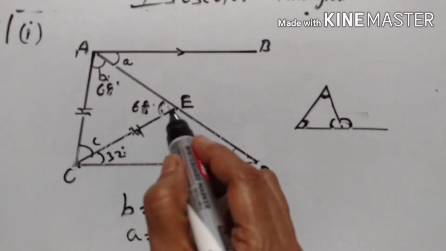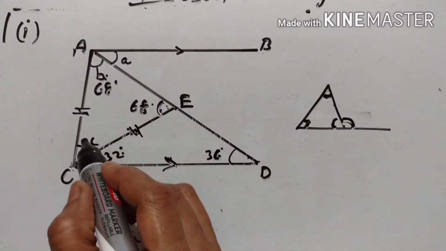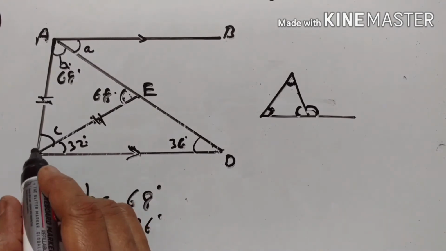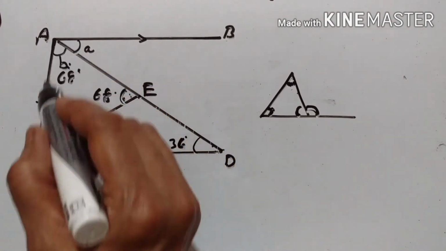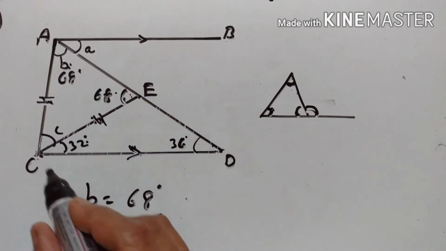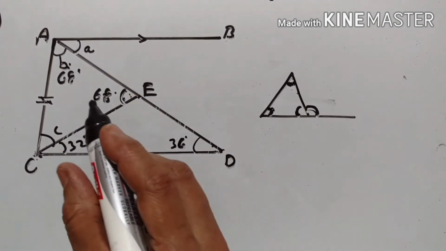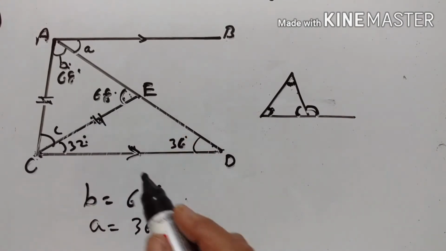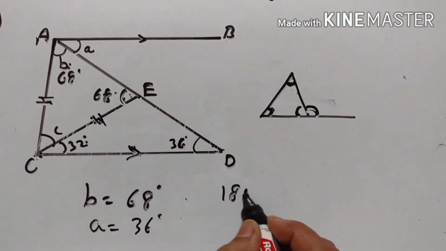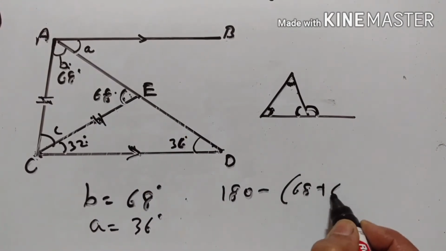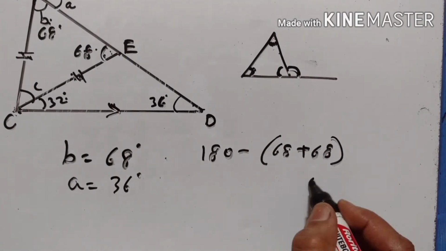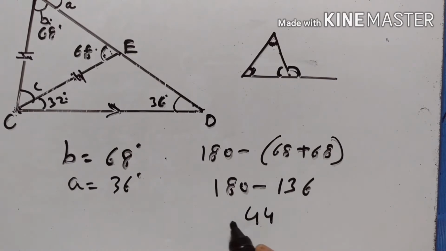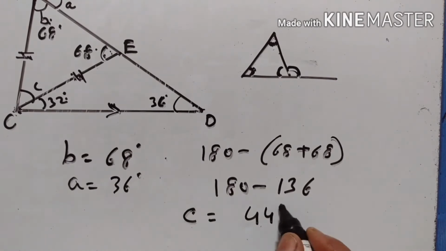Now in this triangle, the sum of the angles of a triangle is equal to 180. In triangle ACE, angle CAE plus angle ACE plus angle AEC is equal to 180 degrees. So angle ACE is equal to 180 minus 68 plus 68, 44. Therefore C is equal to 44 degrees.